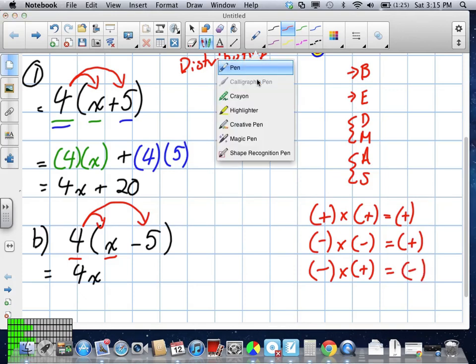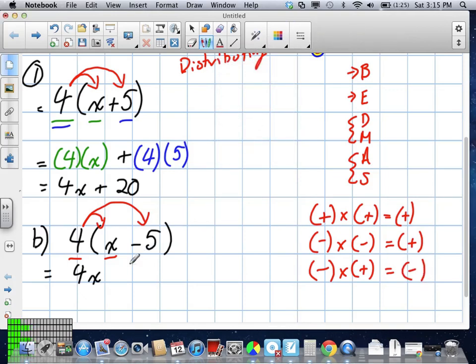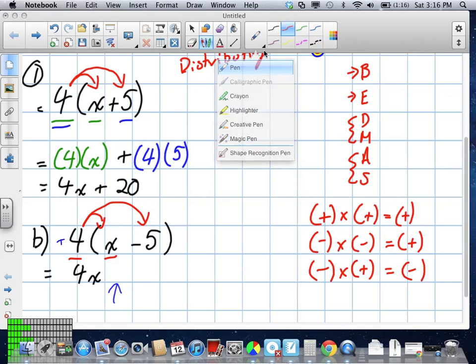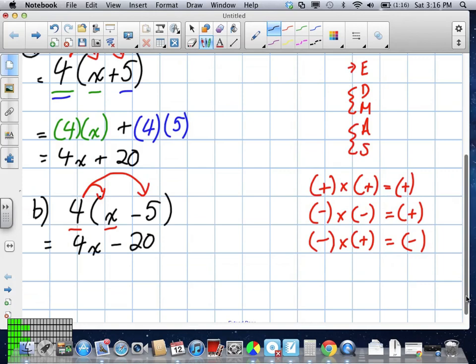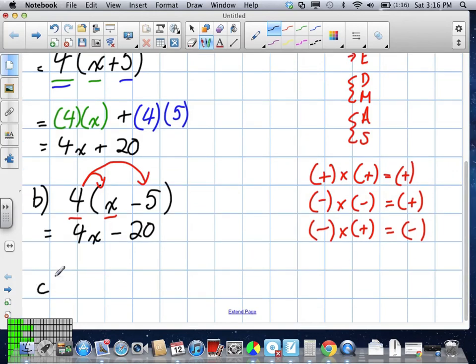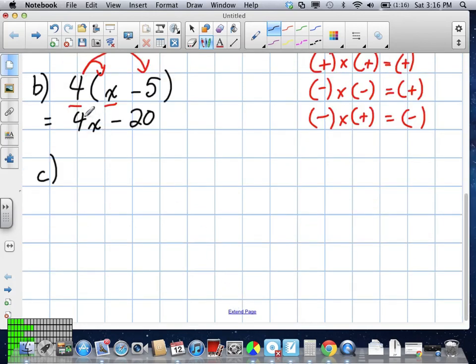Oh, so anytime they're not the same? Yeah. Okay, so this one's a positive, this one's a negative. So right away, what type of answer are we going to get? Negative. So I don't even have to write a number in yet. I just know that it's going to be a negative. And then what is our 4 times 5? 20. So our simplified version of this is 4x minus 20. And then I'm guessing here I got the sign wrong. It's supposed to be 20.